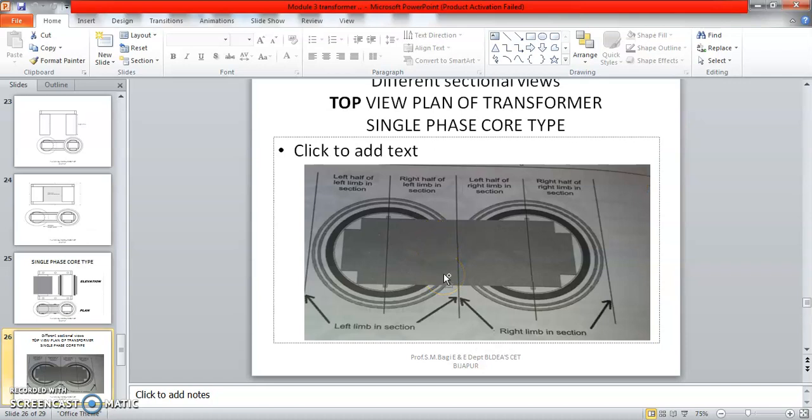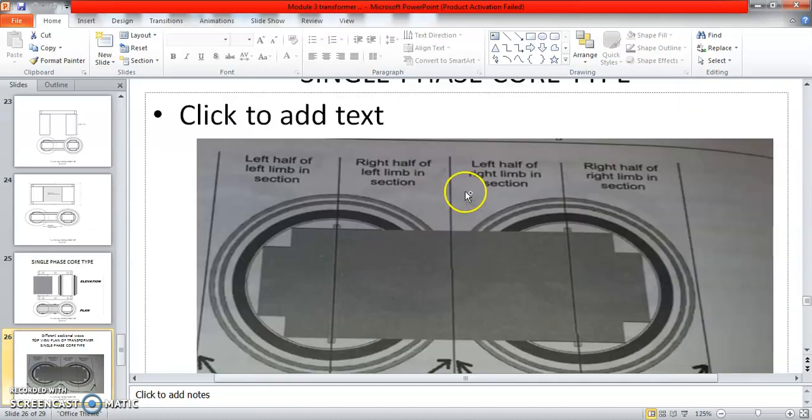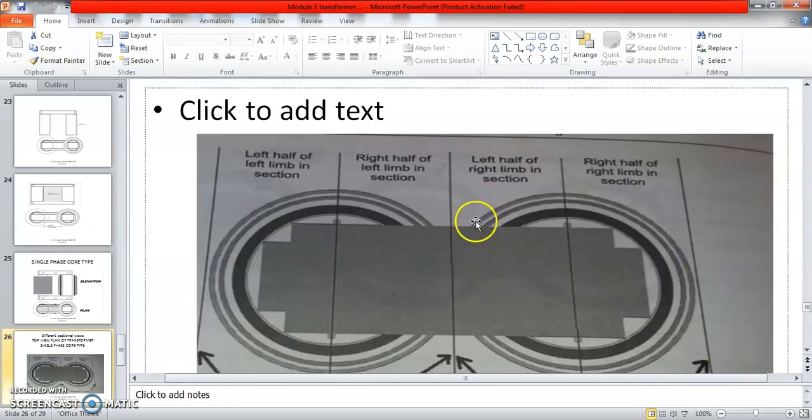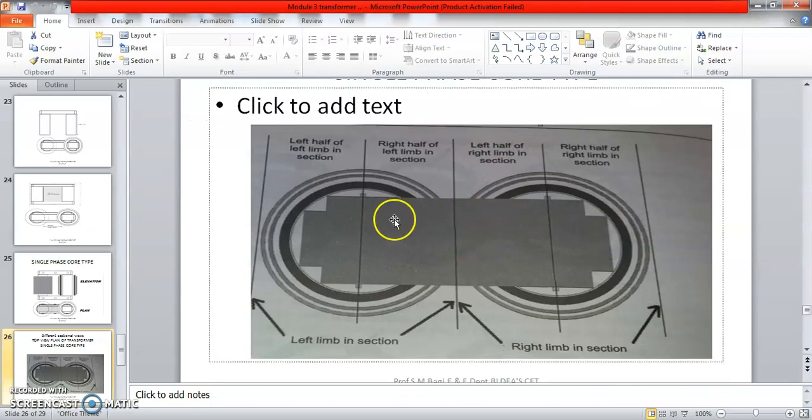Just see this top view. How many cores are there here? 2 cores, 2 limbs. Now this is right and this is left in our view. Out of the right, again this is right and this is left. This is nothing but the right half of the right limb in section. This is the right limb, this is the left limb. Again out of the right, this is the right half of the right limb, this is the left half of the right limb. Getting? This is the left limb in section.